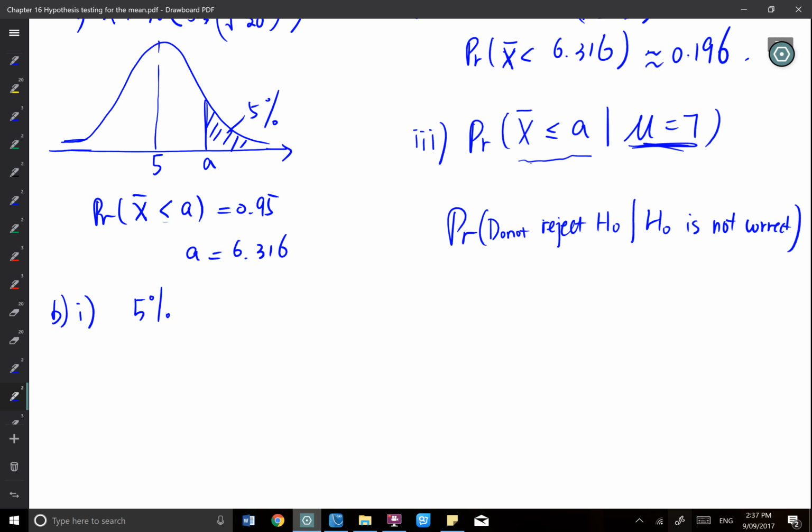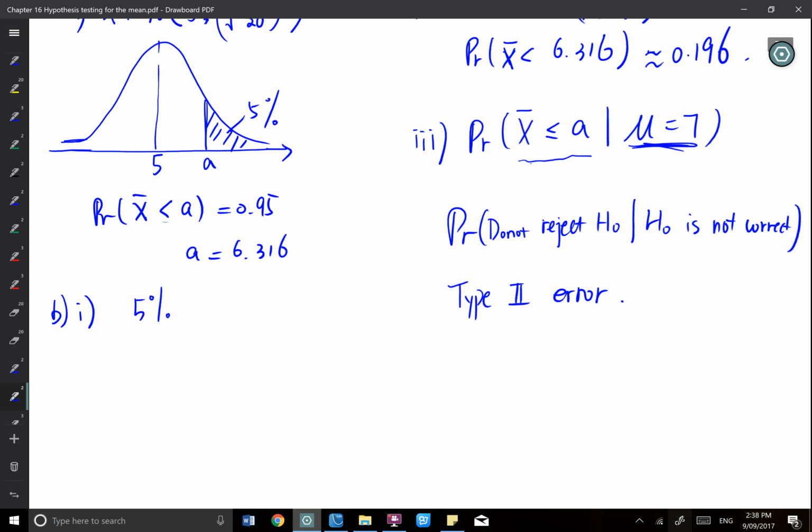So that's the probability that we do not reject H0 when H0 is actually wrong. Is that a type 1 error or type 2 error? That's a type 2 error. Okay, this is called a type 2 error. So you have a really large chance of a type 2 error, which is 19.6%. You make a bad decision.